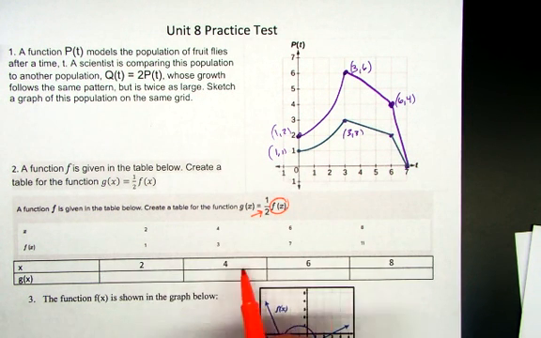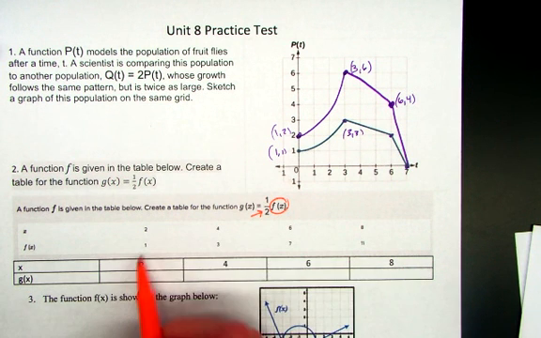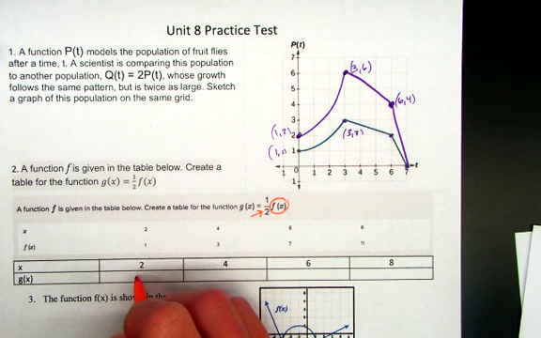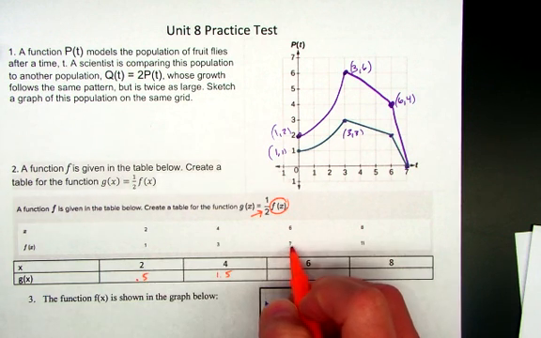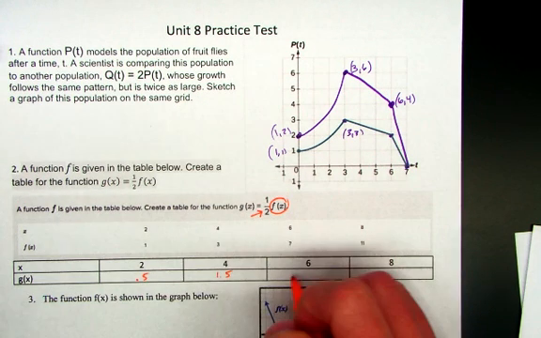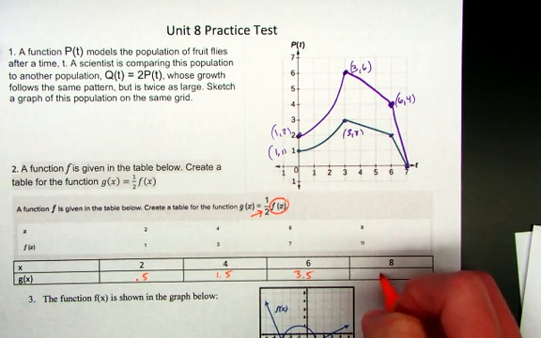So when x is 2, 4, 6, and 8, our y value is going to be half as much. So this is going to be 0.5. This is going to be 1.5. Half of 7 is 3.5, and half of 11 is 5.5.